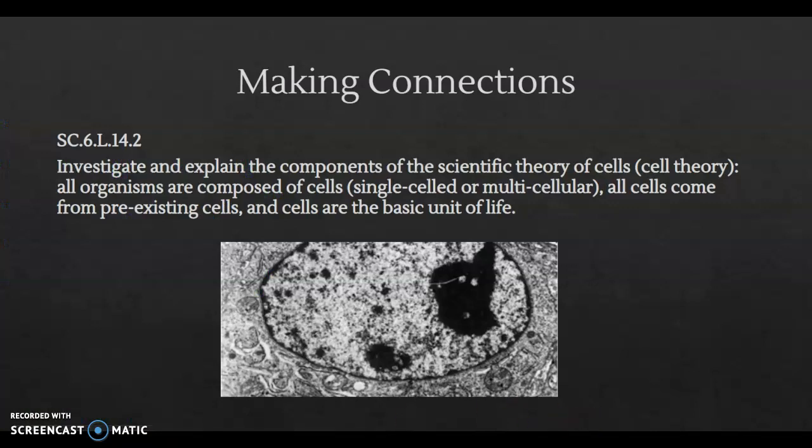Before going into this lesson, I want us to look at a standard that will help us make connections throughout the lesson. This standard wants us to investigate and explain the components of the scientific theory of cells. All organisms are composed of cells, single and multicellular. All cells come from pre-existing cells, and cells are basic units of life.